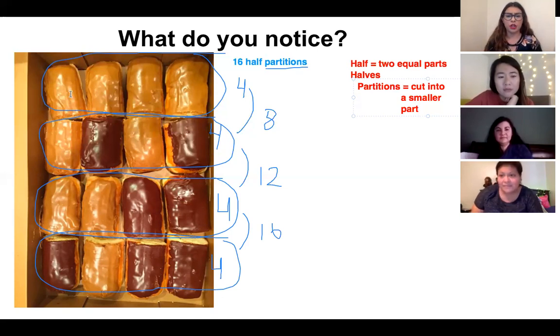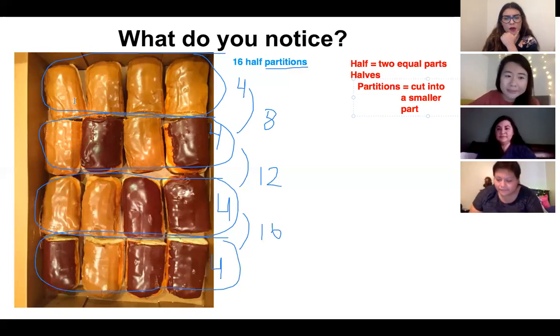So now that we know that we have 16 half partitions, that's 16 halves, how many whole donuts do we have? Because these pieces are not wholes, they're halves. So how can we figure that one out? Miss T, can you help us here? How can we figure out how many whole donuts we have?